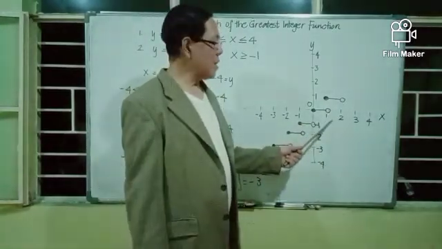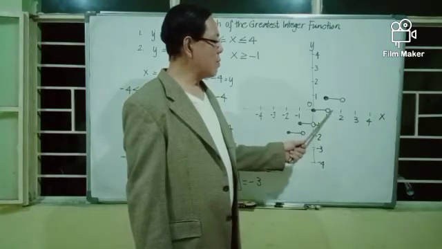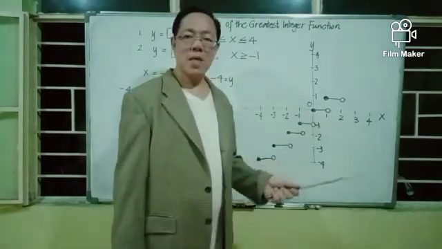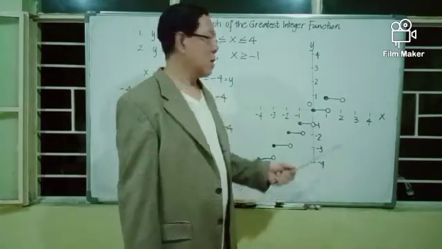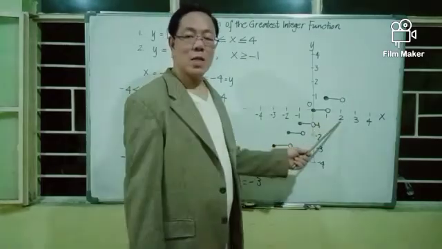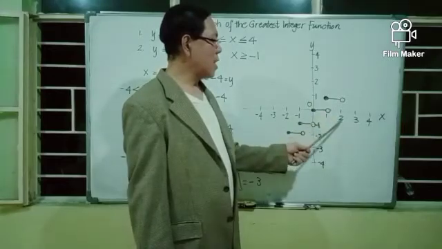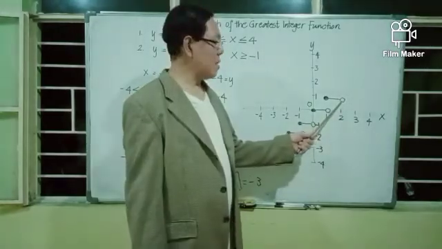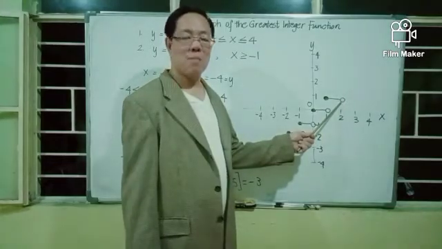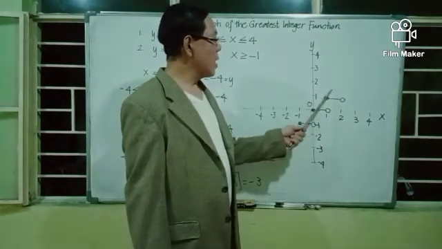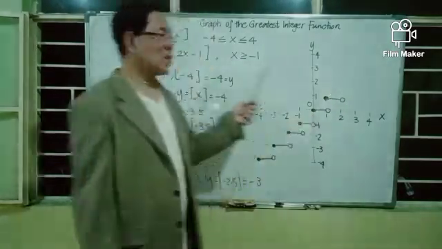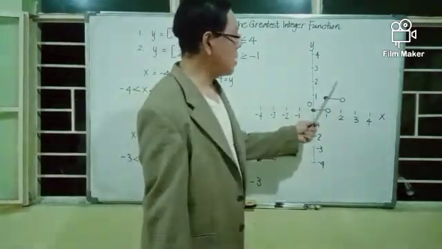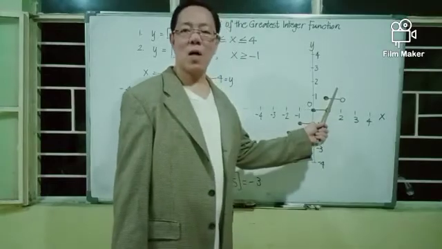Again, for real numbers between 1 and 2, the value of y is always 1. The greatest integer function of x, if x is between 1 and 2, is 1. But when x is 2, the value of y is not 1, indicated by this open circle. But when x is 2, the value of y equal to the floor of 2 is 2. And we indicate that by a shaded circle or a point.